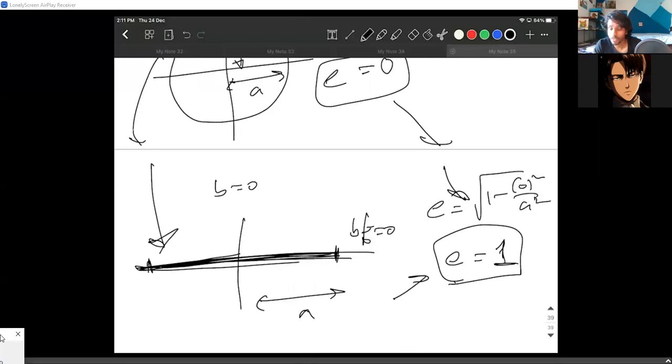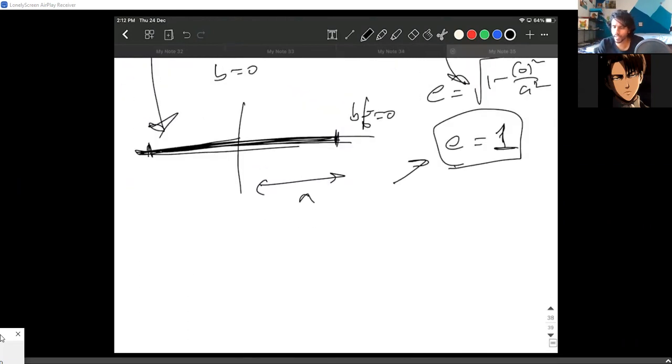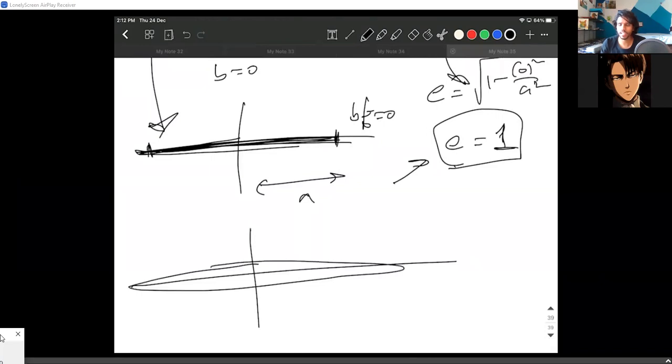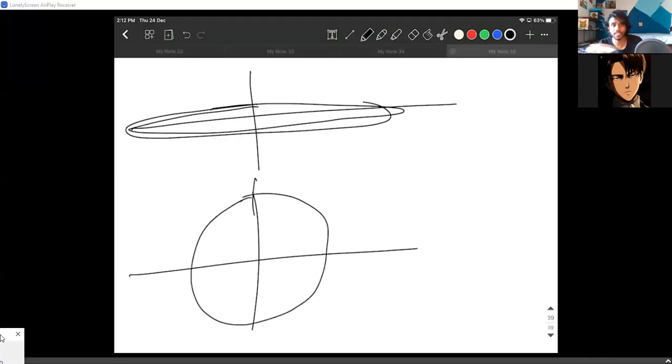Okay, so the eccentricity decides how squished the ellipse is. If the eccentricity is nearer to 1, you'll get a very squished ellipse. If the eccentricity is nearer to 0, you'll almost get a circular shape.